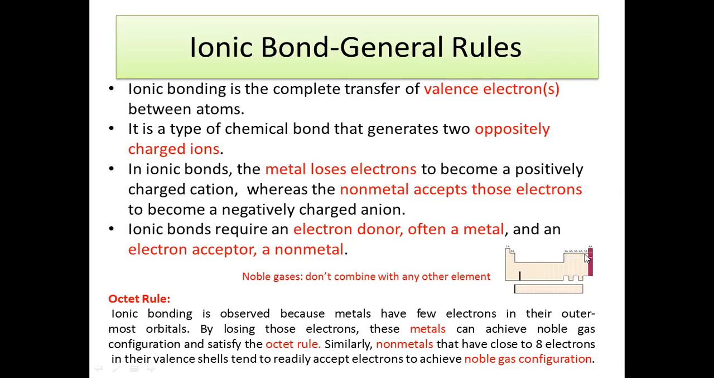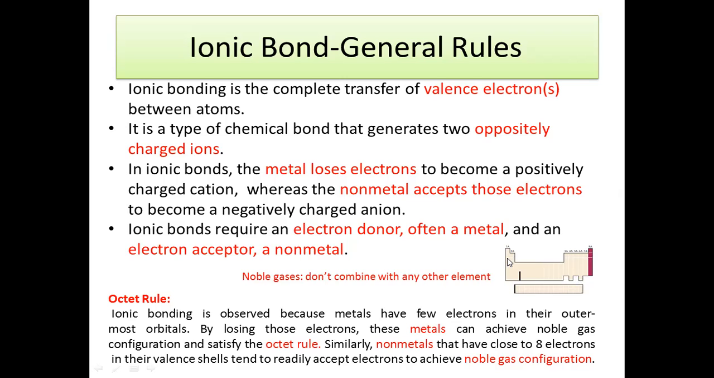So what about the non-metals? Non-metals are here. Let's suppose this is fluorine in the seventh group, and when it accepts an electron, it will have the same configuration as neon in the 8A group, and neon is a noble gas.